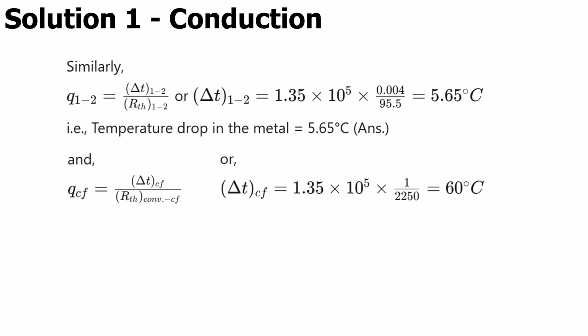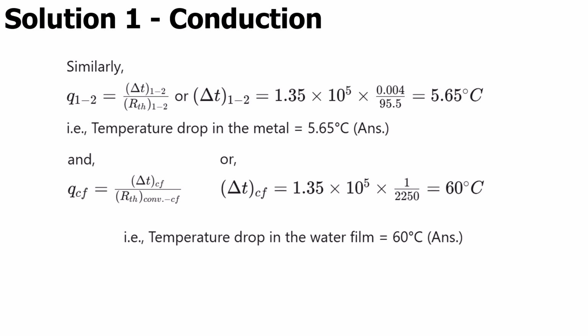So in summary, the temperature drop in the vapor film is 9.31 degrees Celsius. The temperature drop in the metal plate is 5.65 degrees Celsius. And the temperature drop in the water film is 60 degrees Celsius. These values represent the temperature difference across each individual resistance in the heat transfer path.